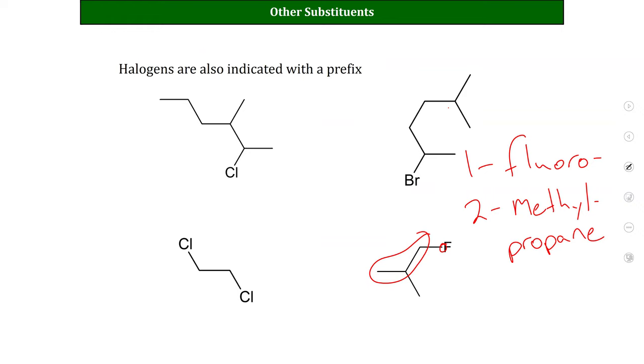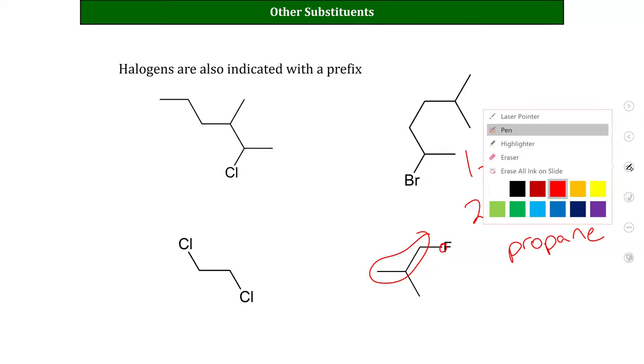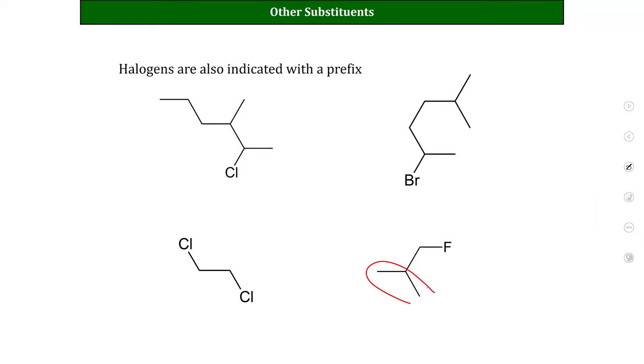The one we just did could also be a complicated branch. We start at the bottom chain. So if we counted like that, you could name it that way. We would say that, and then you would have a fluoromethyl group. 2-(fluoromethyl) in parentheses propane. You could name it that way.